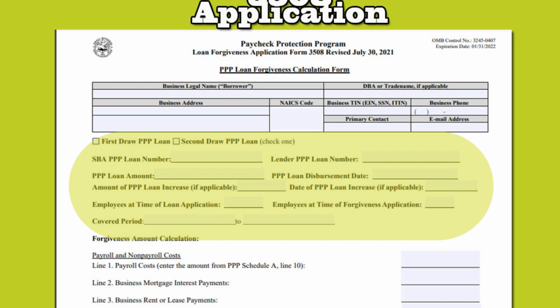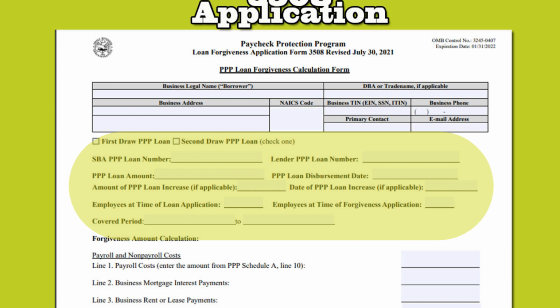You will then, where it says SBA PPP loan number, put that loan number. Most of this information you can get from your loan documents, okay? If you do not see the SBA PPP loan number, contact your lender. So you will then put your lender PPP loan number. This is the number that's given to you by the lender. If you received your funds from Wells Fargo, Chase, whichever entity provided you your PPP loan, they also provided you a loan number. You will put that number there.